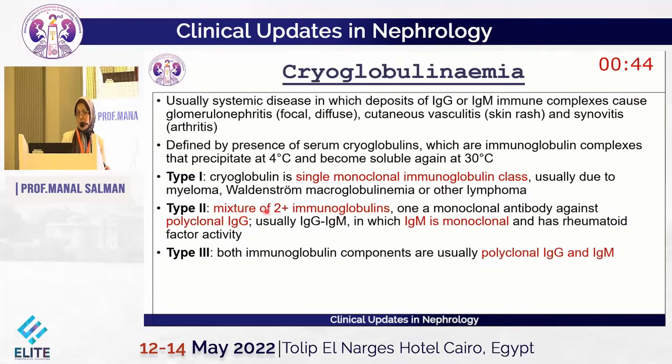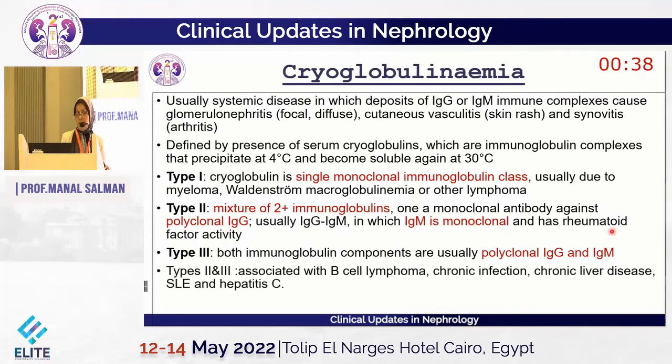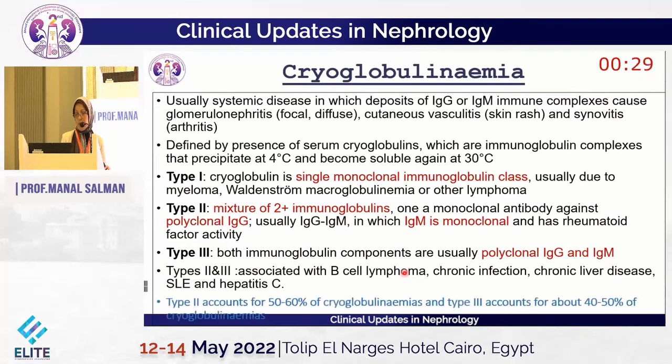Type 2 is a mixture of 2 immunoglobulins, polyclonal IgG and monoclonal IgM. And type 3 is polyclonal IgG and IgM. Types 2 and 3 are associated with B-cell lymphoma, chronic infection, chronic liver disease, lupus, and hepatitis C. And we have more common type 2 than type 3.